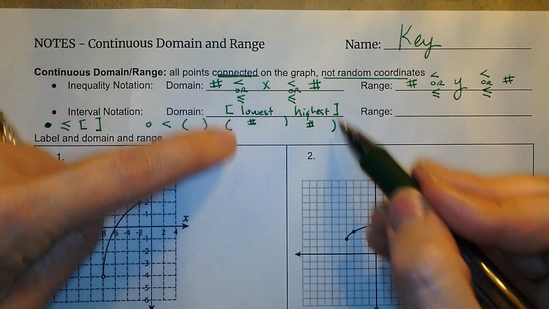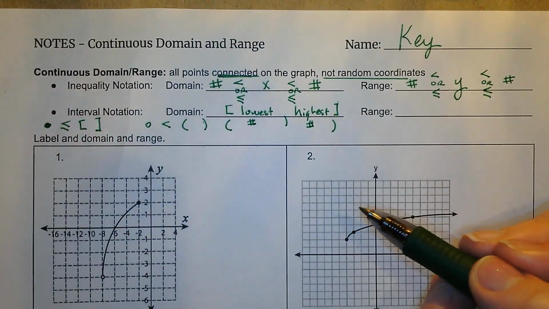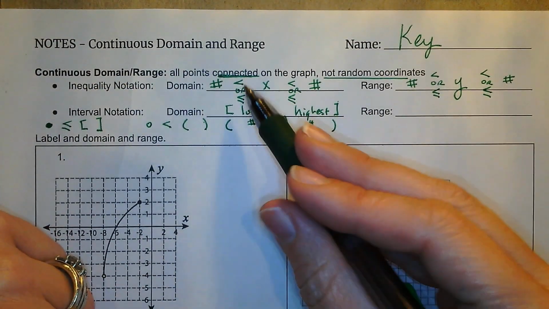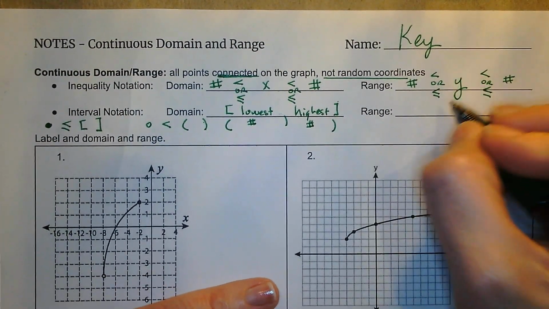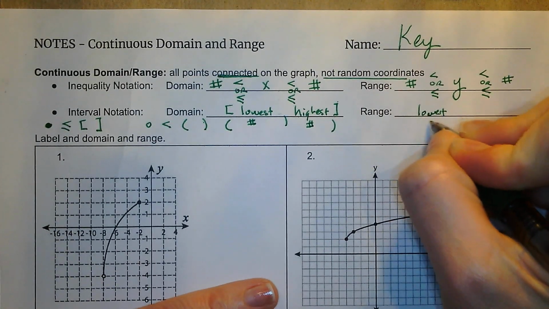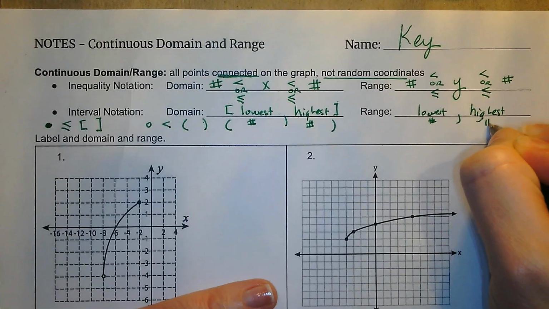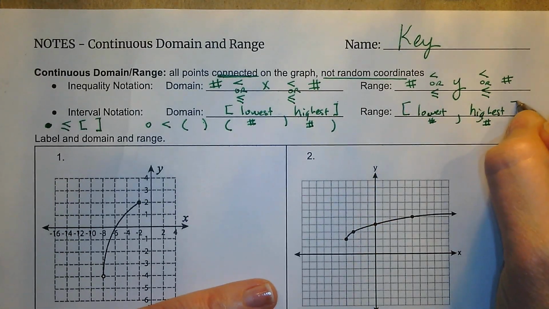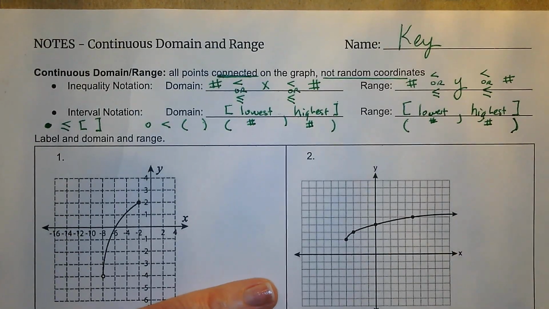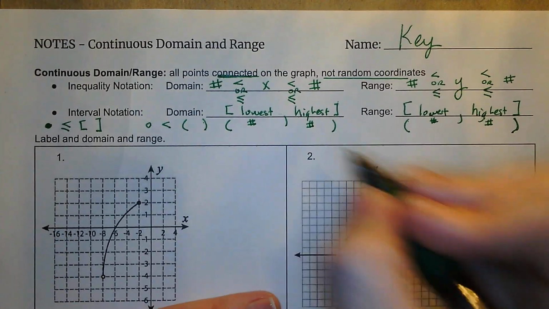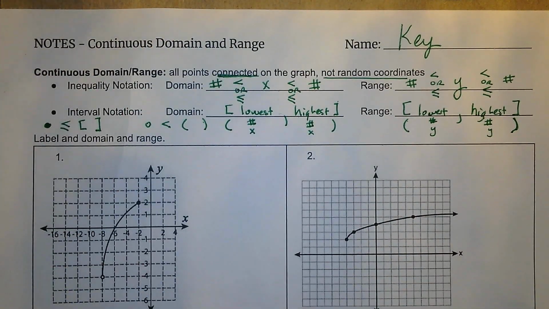So they could be interchanged. We could have a bracket with a parentheses or a parentheses with a bracket, or both of them the same. Those can be flipped around just like the inequality notation. So our range, we're looking at the y values for the lowest number, comma, versus the highest number. And then we could end up having brackets if it's equal to, or we could have parentheses if it is not equal to by those values. And realize we're talking about the x's for domain, the y's for our range.